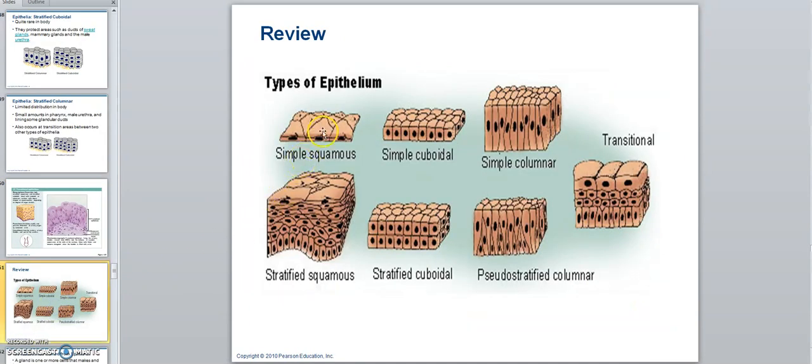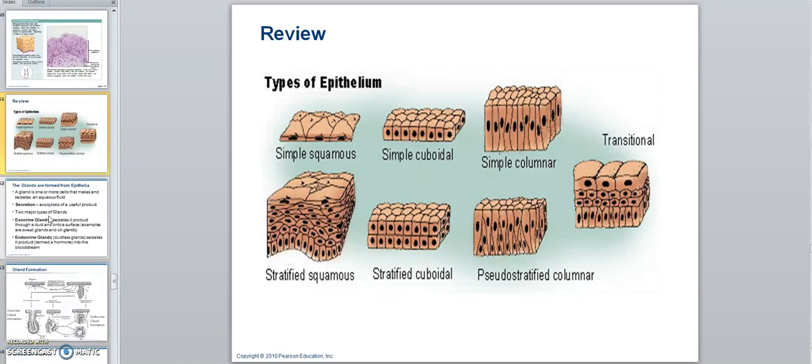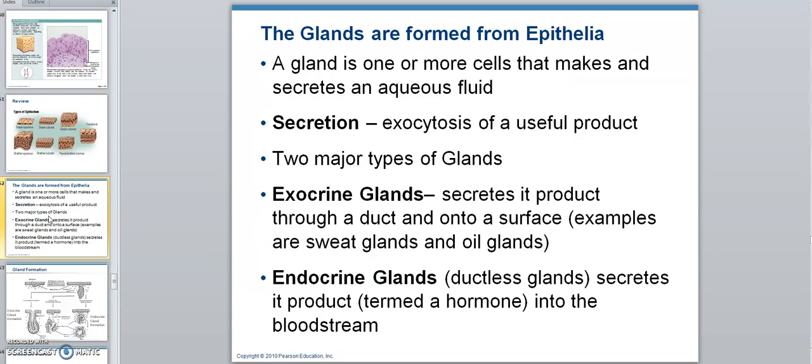So here's a review again of these different types that we saw before. Review. Now we go to the glands. And the glands are formed from epithelia. So we're going to start another PowerPoint. Another video PowerPoint here to talk on glands, but they come from epithelia.